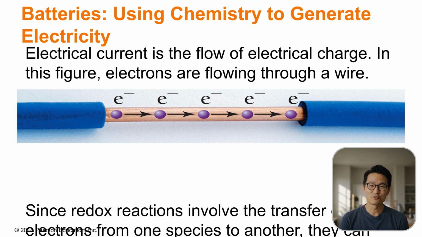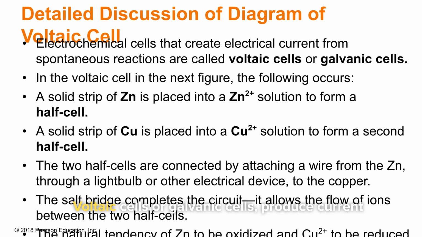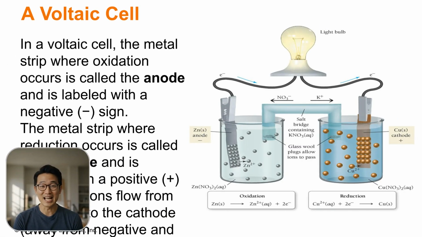By forcing the transfer of electrons through an external wire rather than directly between reactants, we create a useful electrical current. Voltaic cells, or galvanic cells, produce current through spontaneous reactions. They use half cells connected by a wire and a salt bridge, which allows ion flow to complete the circuit. Within a voltaic cell, the anode is where oxidation occurs, marked as negative, while the cathode is where reduction happens, marked as positive. Electrons flow from anode to cathode.